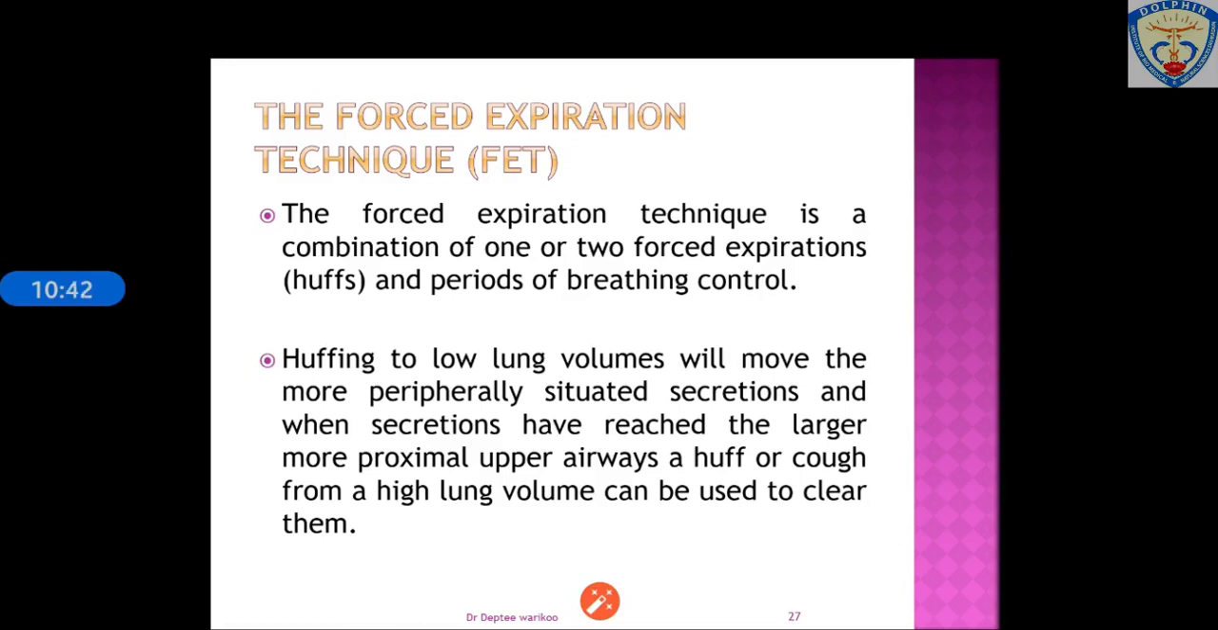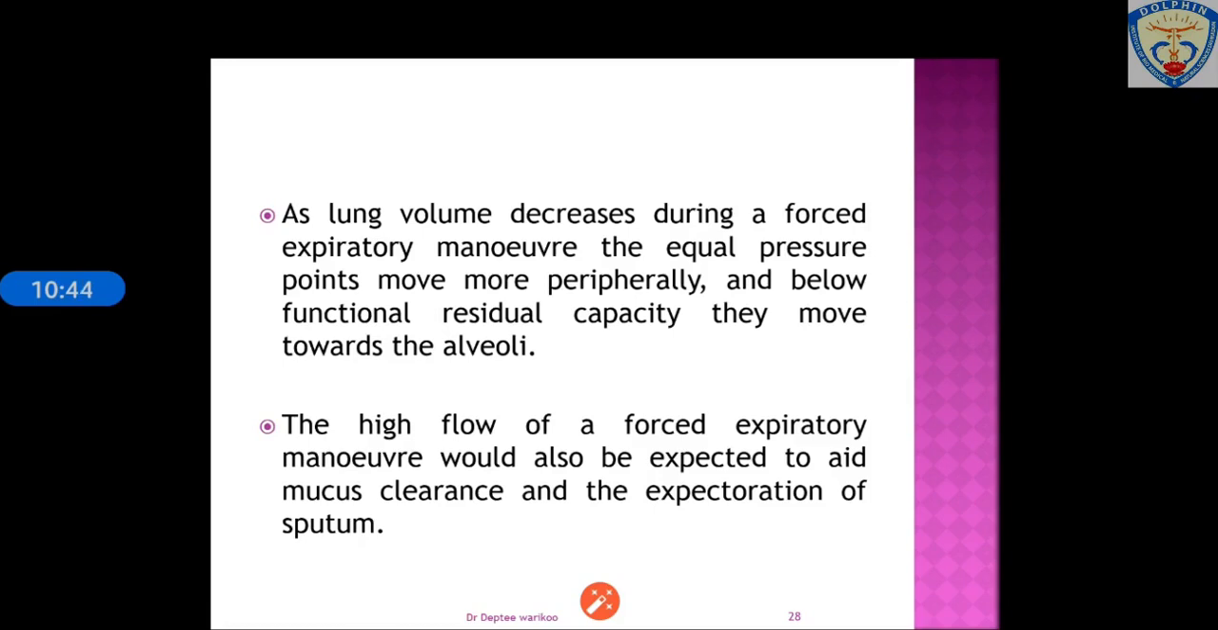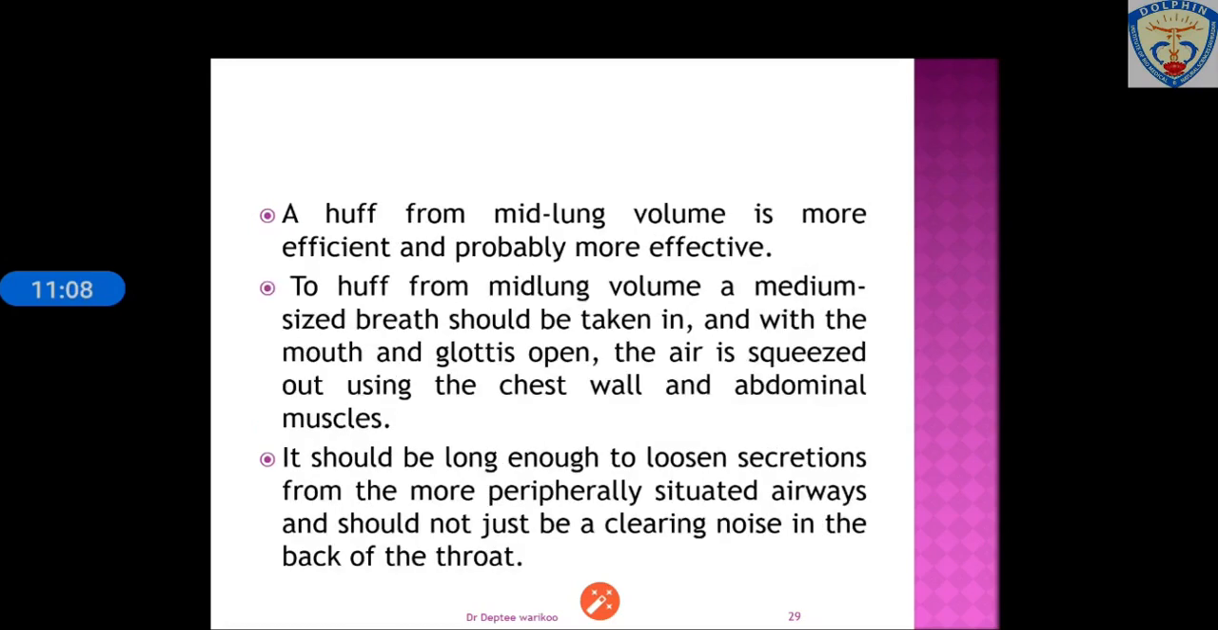off the secretions. As lung volume decreases during the forced expiration maneuver, the equal pressure points move more peripherally, and below functional residual capacity, they move towards the alveoli. The high flow of a forced expiration maneuver would also be expected to aid the mucus clearance and the expectoration of the sputum. So you will have proper lung clearance along with it.